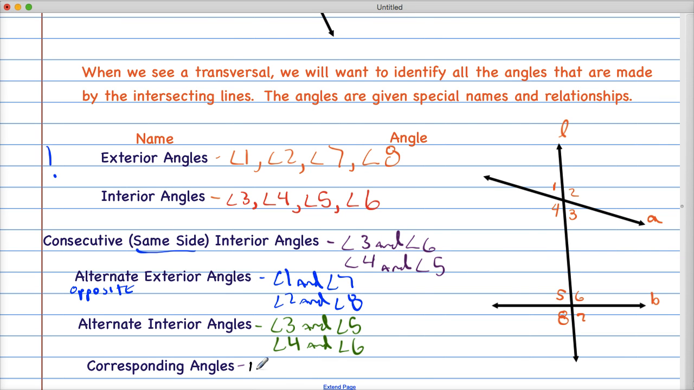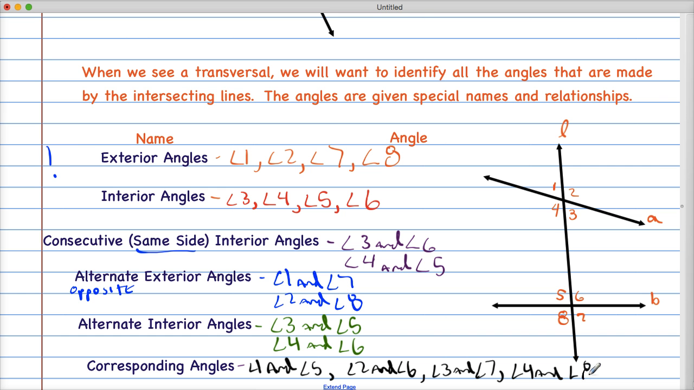All right, so angle 1 and angle 5 are one set of corresponding angles, right? Because those match up. That means angle 2 and angle 6 is the other pair. Then I have angle 3 and angle 7 as corresponding. I'm sorry, I should write angle 3 and angle 7 as corresponding. And then the last pair are angle 4 and angle 8.